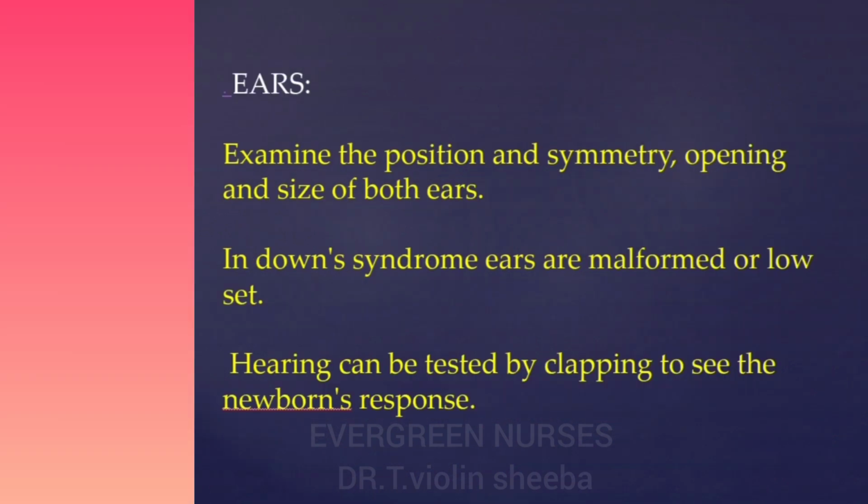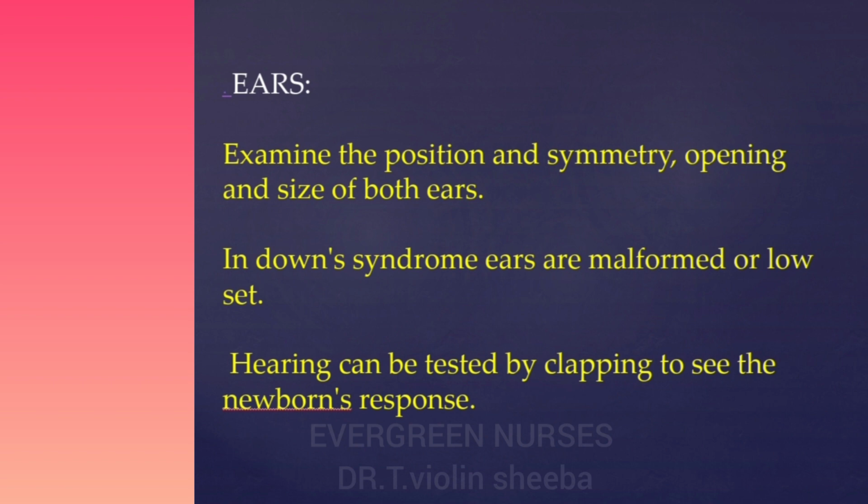Assess the ear for hearing ability. This can be done by testing startle reflex or by clapping the hand. The baby will respond to this stimuli. Assess the position of the ear. Low set ear indicates Down syndrome. Examine the symmetry of both ears.